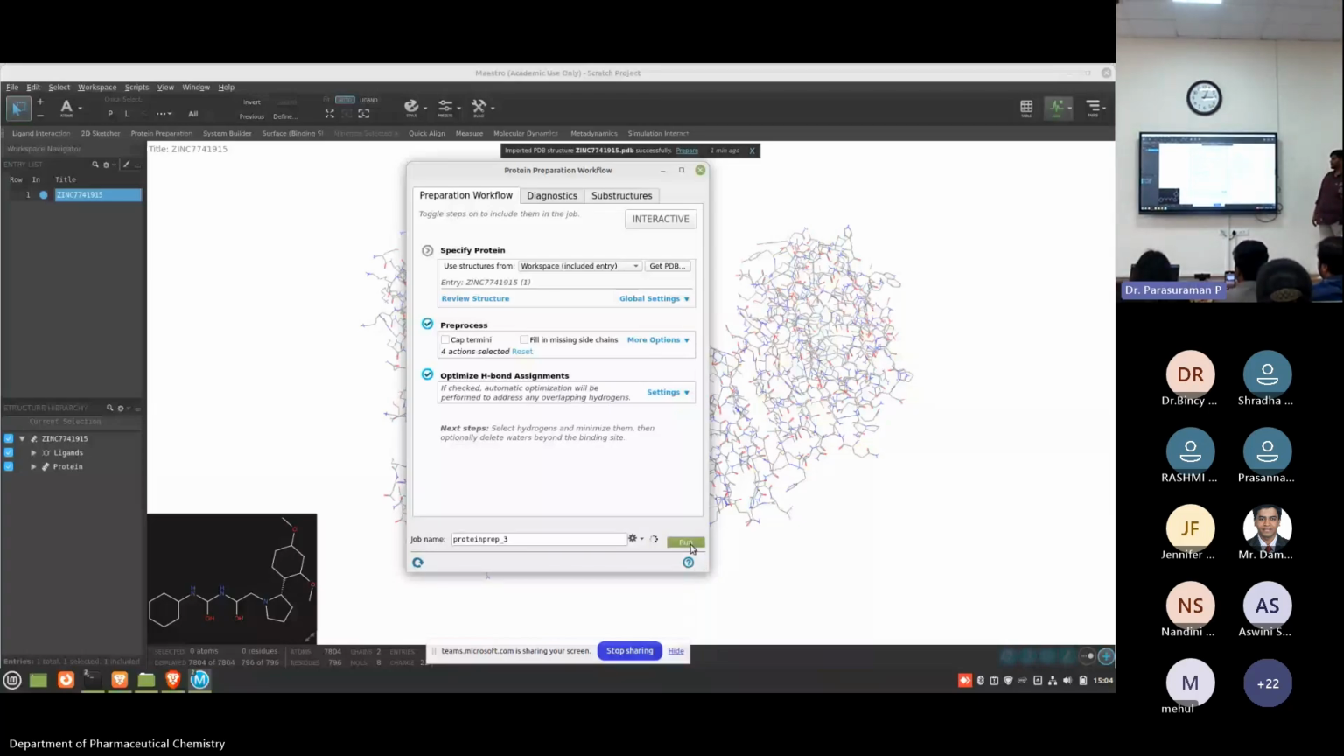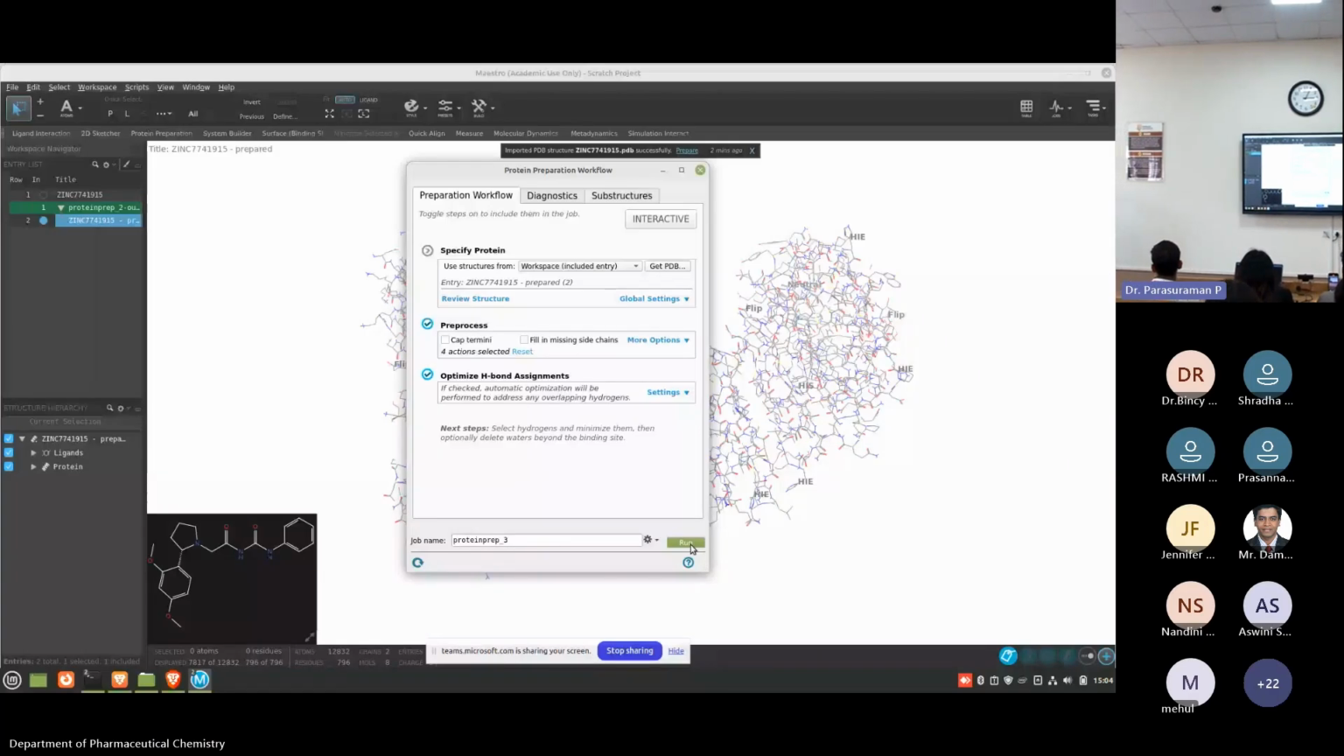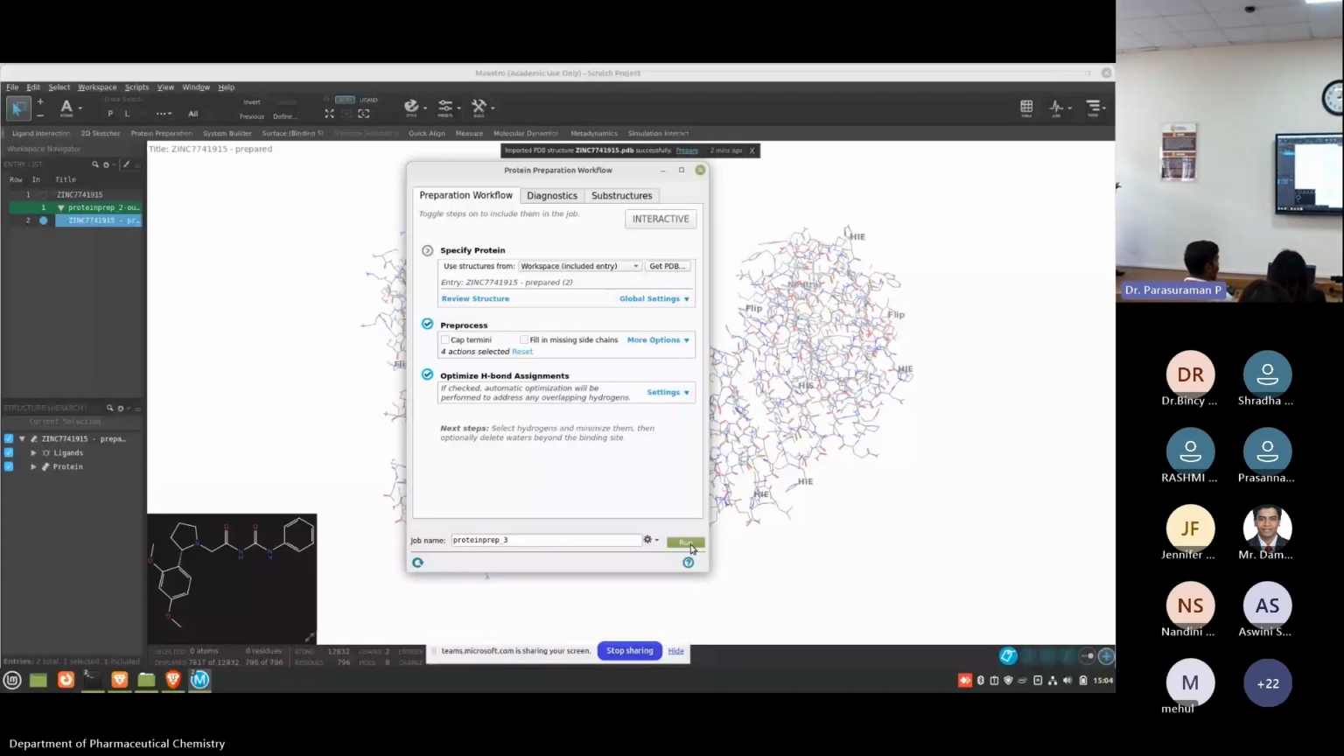GROMACS and such are free, but Desmond is a software given as a package by Schrodinger. Schrodinger is a company that has different modules. One of them is Desmond, where the filling of missing residues works based on the Prime module. To add the missing residues, the Prime module is used. We don't have that here. If you try to run with the fill method, it will show an error. So we have to remove that, as well as the Epik state.